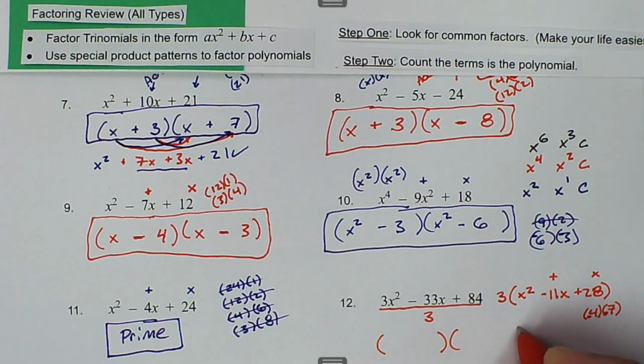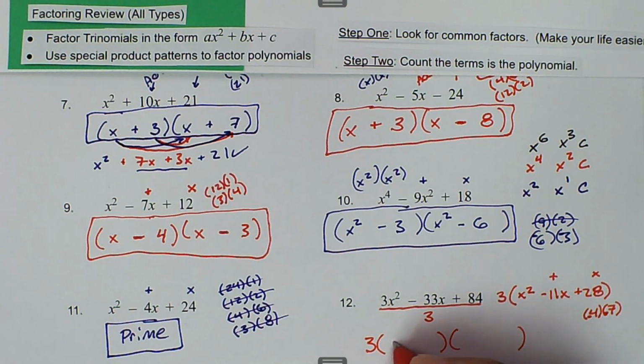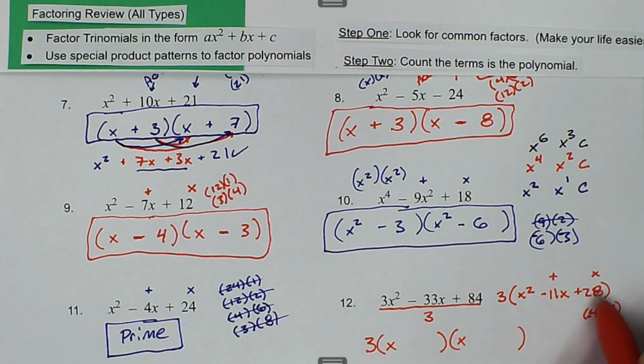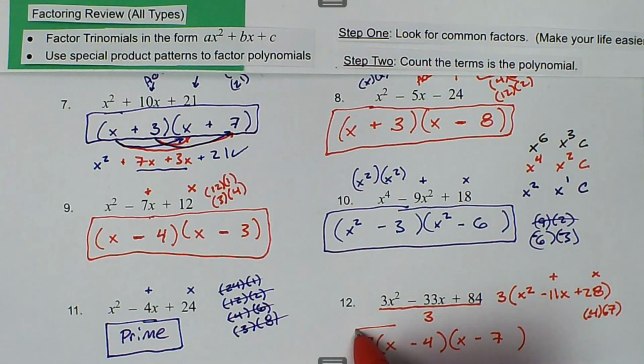So now we keep the 3 outside of the parentheses, just like we had it here. Two numbers that multiply to x squared are x and x. And two numbers that multiply to positive 28 are negative 4 and negative 7. And we can check that, but that is the factored form for that one.